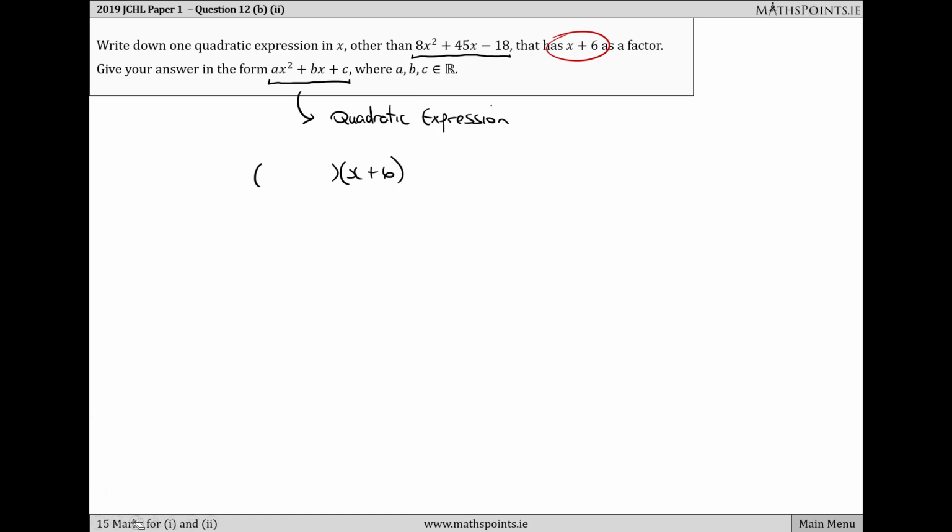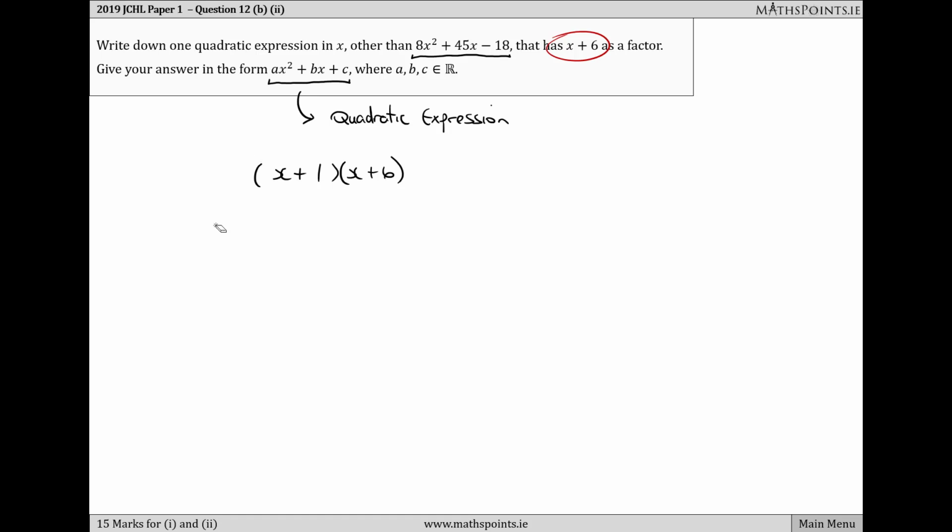Now, the one important thing is, if we're going to create a quadratic expression that has an x squared in it, our other factor has to have an x at the start of the bracket. And so I'm going to create the easiest one that I can think of, which is x plus 1. Now, I'm going to multiply these out to give my answer in the form ax squared plus bx plus c.